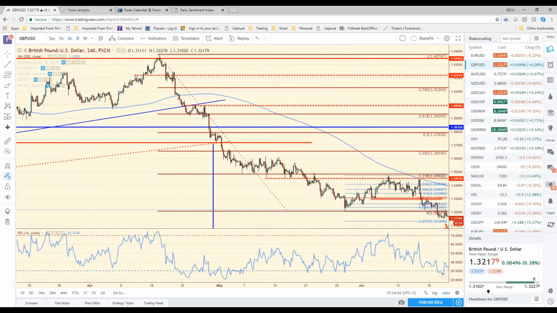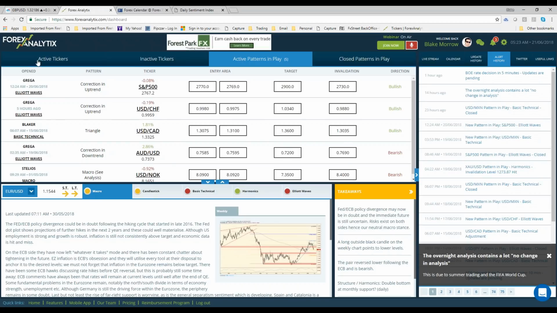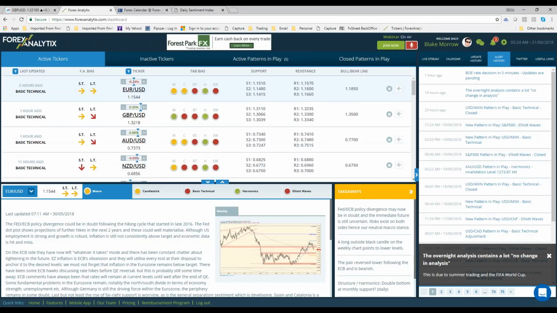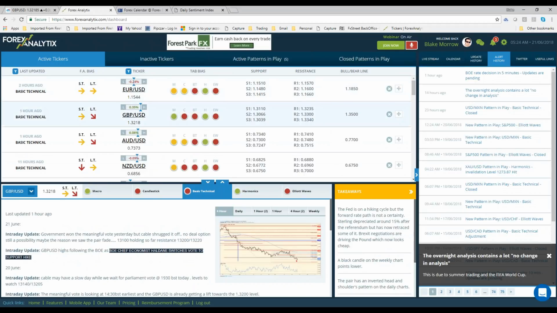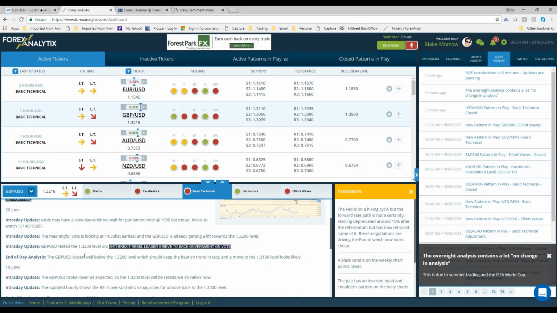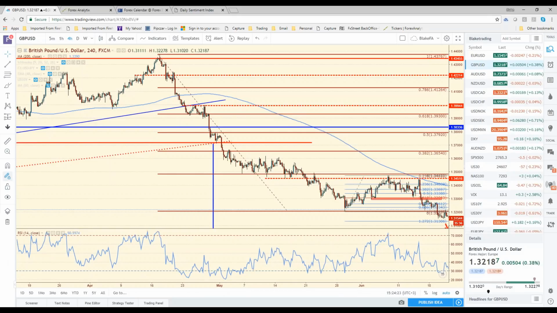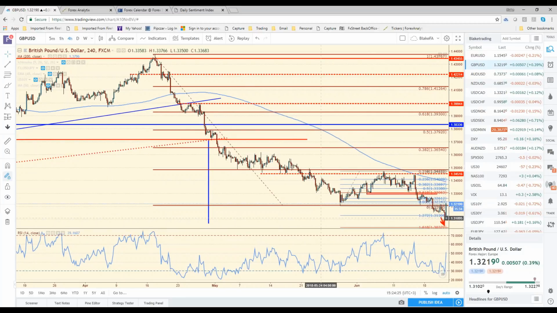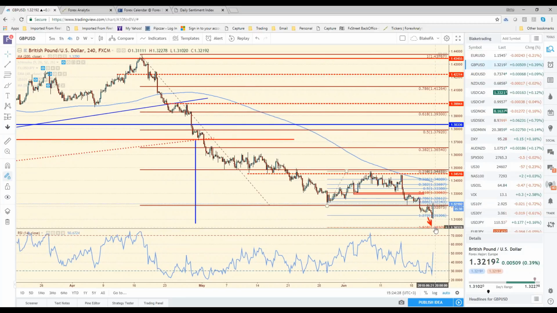If you read the analysis from last night, the pound dollar closed below the 132 level, which should keep the bearish trend intact, and a move to the 131.30 level looks likely. That was last night's analysis. Yeah, I mean, we got down to 131 and change, and then we popped back up again. And you had to have been trading counter trend to take advantage of that.